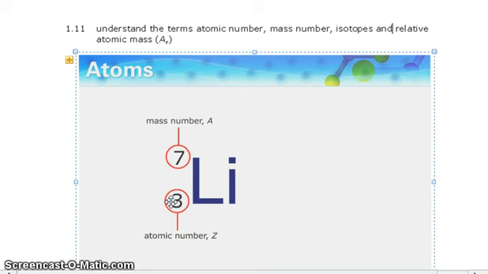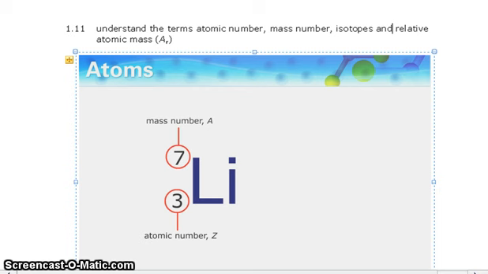So you can see when you look at the periodic table, this is like what you would see for lithium. So the bottom number is the atomic number, and the top number is the mass number, because it tells you the relative mass of the element. Okay, so the atomic number tells us the number of protons, and as long as it's an atom, protons and electrons are equal. So the top number then is the mass number.